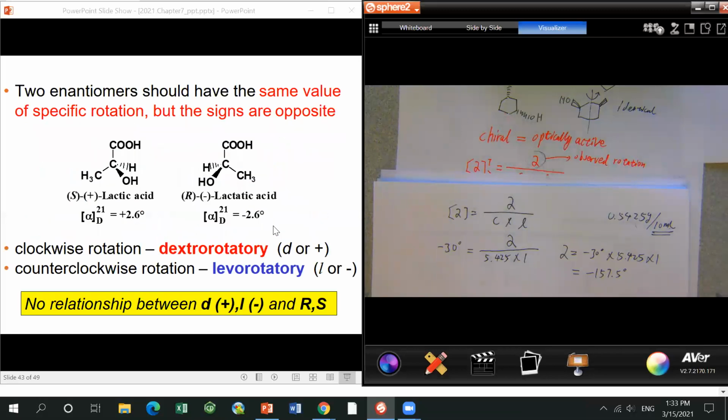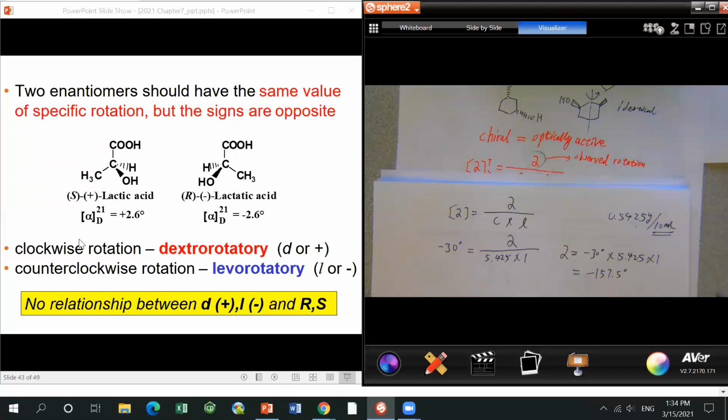Right, okay. So, how do you use the parameter to distinguish two enantiomers? Two enantiomers should show the same value of the specific rotation, but the sign will be opposite. One enantiomer shows a plus sign, rotating plane polarized light clockwise. Another one will rotate counterclockwise.